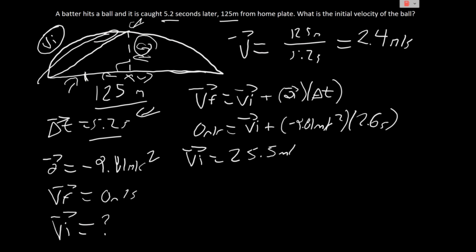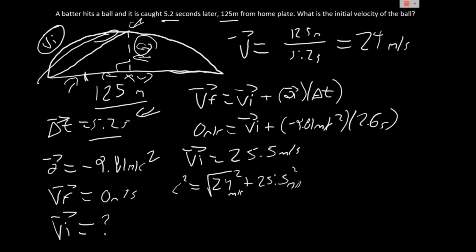Now, using Pythagorean theorem, c squared equals 24 squared plus 25.5 squared. Always include your units. Then we can just take the square root of both sides, and c, or our initial velocity that the ball was launched at, comes out to be 35 meters per second, rounding to two significant digits.